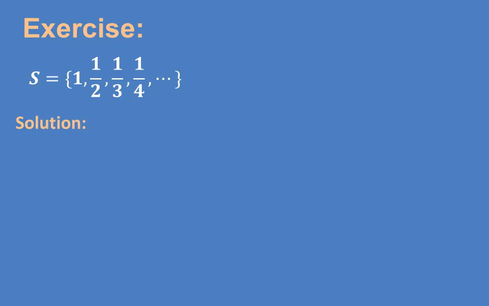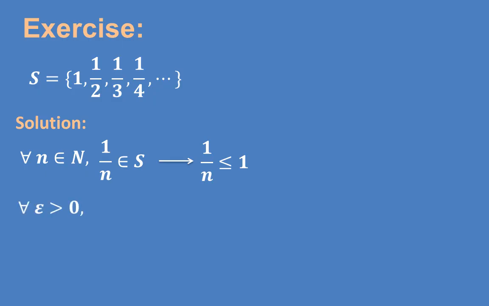The solution. The largest value in the set is 1, and it is the supremum of this set, where, for all n belonging to the set of natural numbers, each element in S has the form 1 over n. And 1 over n is less than or equal to 1. Therefore, 1 is an upper bound of S. And also, 1 is the least upper bound of S, where, for any positive real number epsilon, there is a real number 1 over n belonging to S, such that 1 over n is greater than 1 minus epsilon. Thus, the supremum of S is 1.